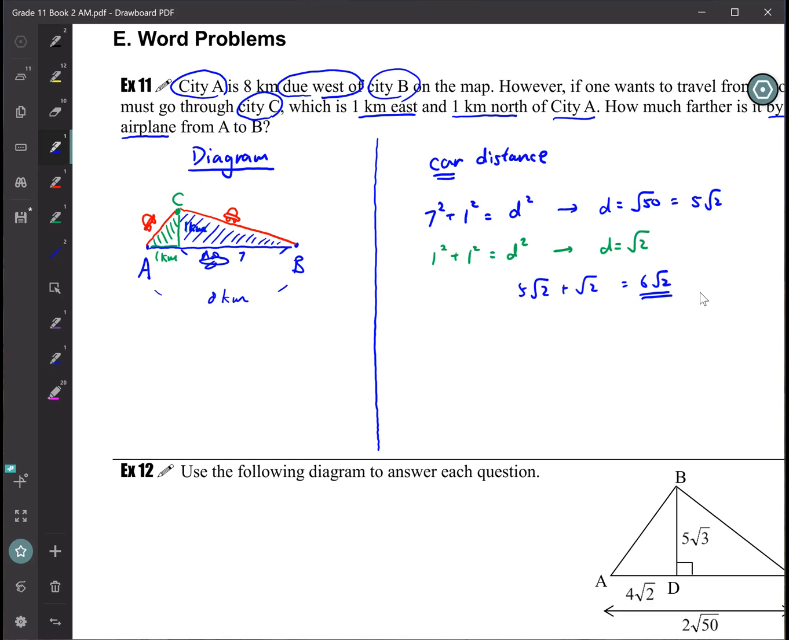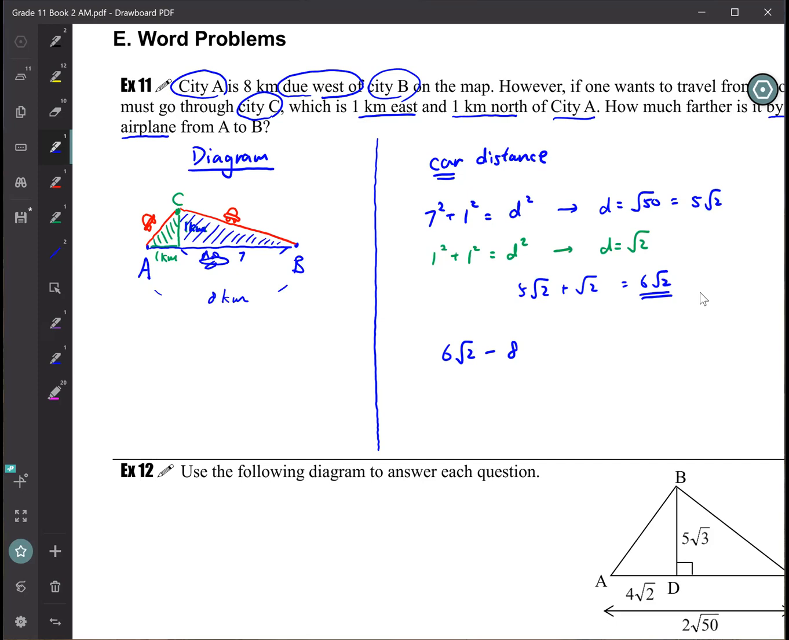So it's 8 minus 6 root 2. Which one is longer? 8. Oh, I mean 6 root 2. Yeah, right. 6 root 2 is the car distance, so it should be longer than the plane. So how much further? You should take the longer one minus 8. Okay, and can we subtract them together somehow?